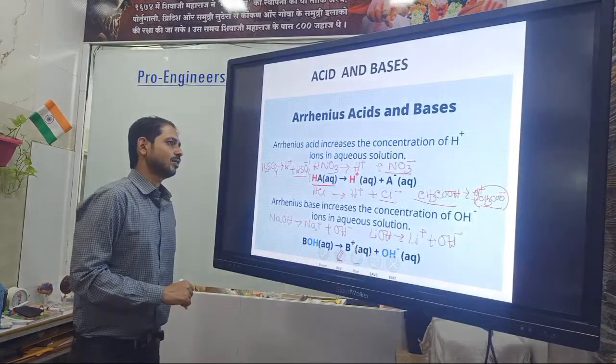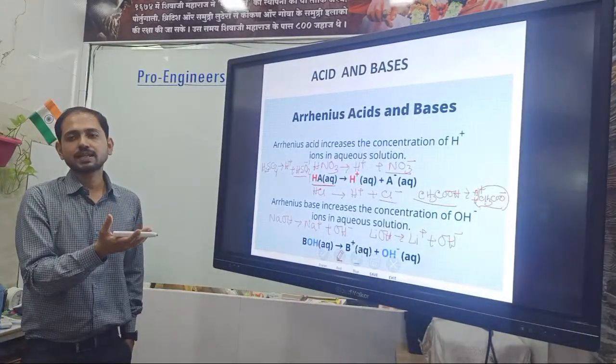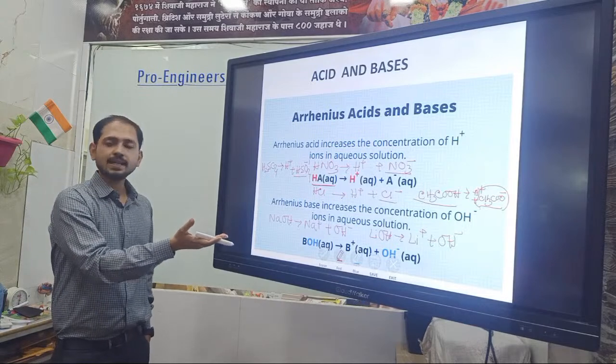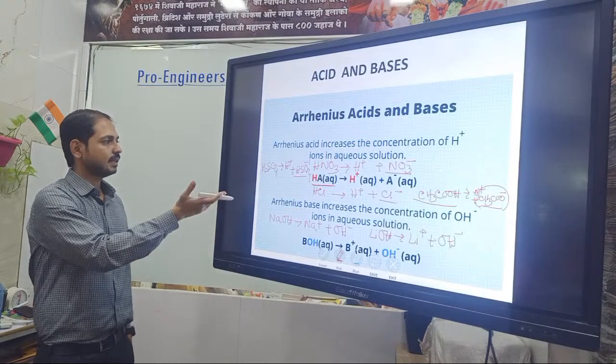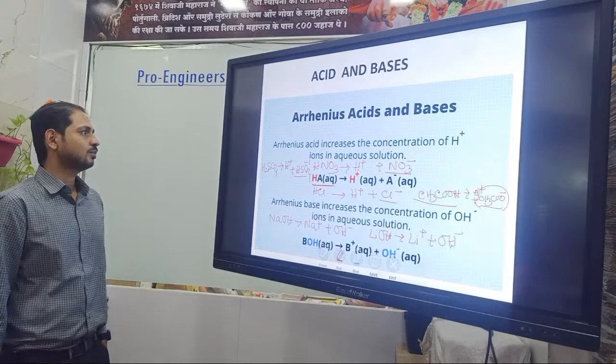So now this is called dissociation, right? Dissociation of the acids in the aqueous medium gives corresponding cations and anions. In case of bases, cations and hydroxide anions. In case of acids, anions and H+. So now here I am giving you one example.